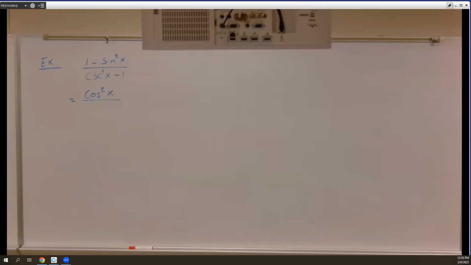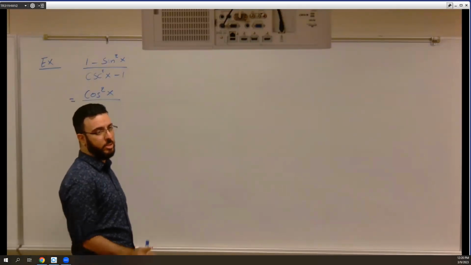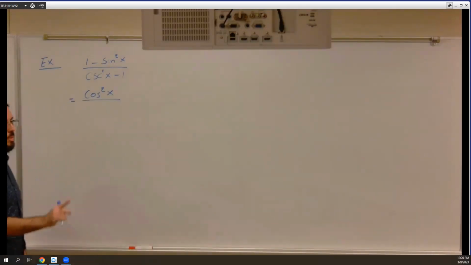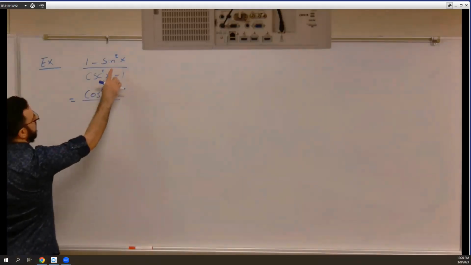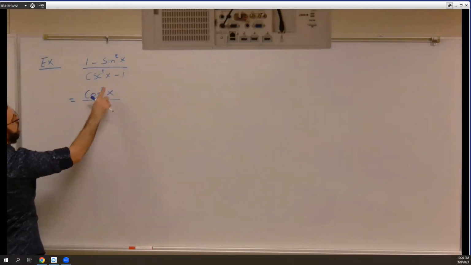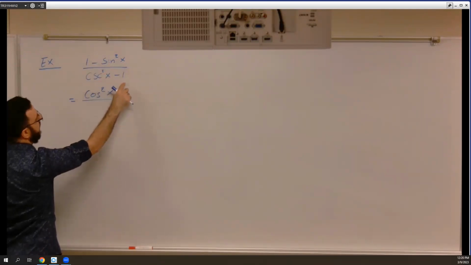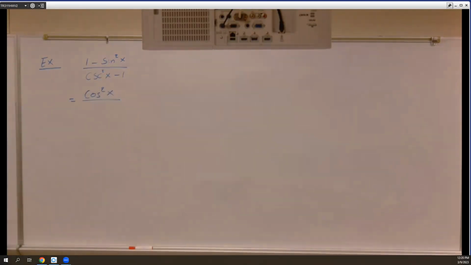So this is still 7.1. We're gonna do 2 examples, then we're gonna jump to 7.2. So we're gonna do the same thing. So 1 minus sine square x is cosine square x. What about cosecant square x minus 1? Equal what?